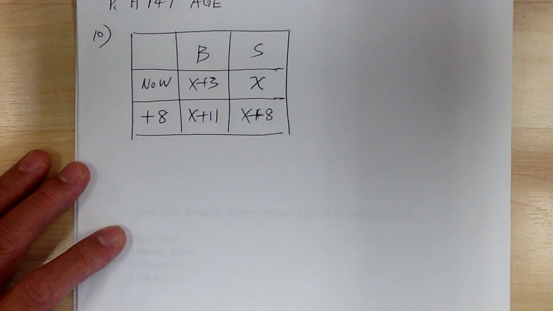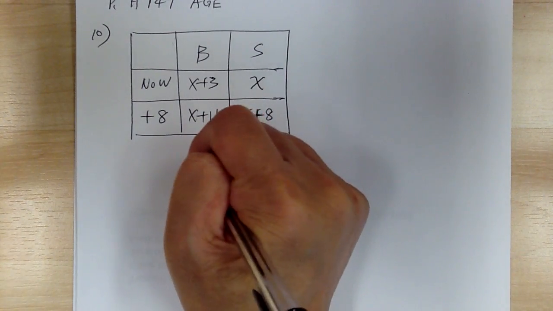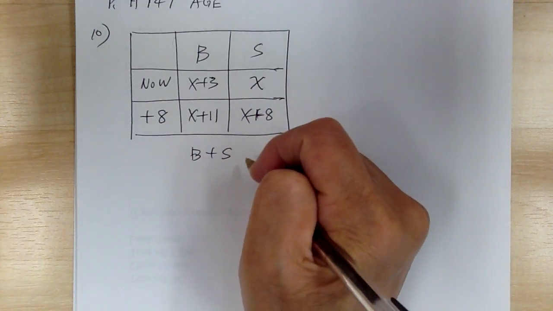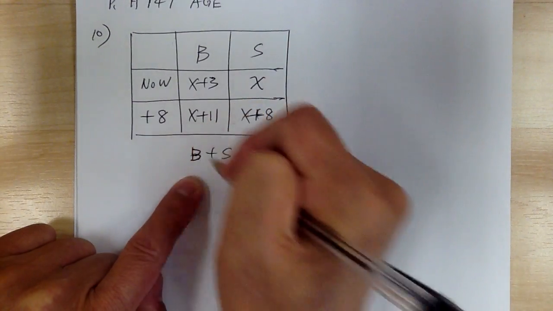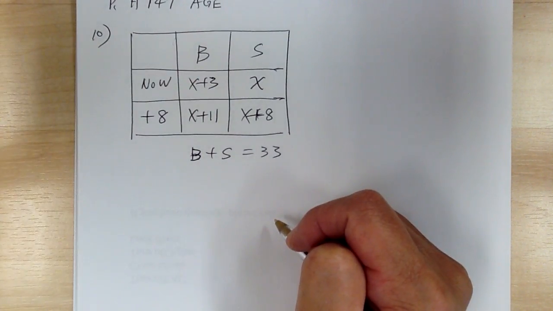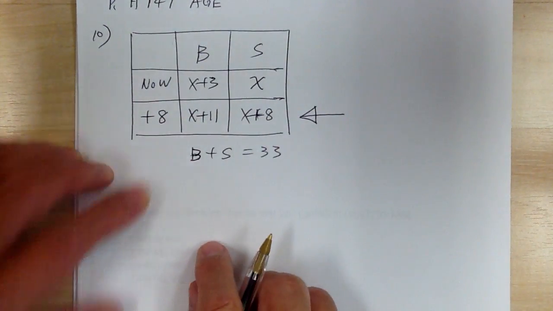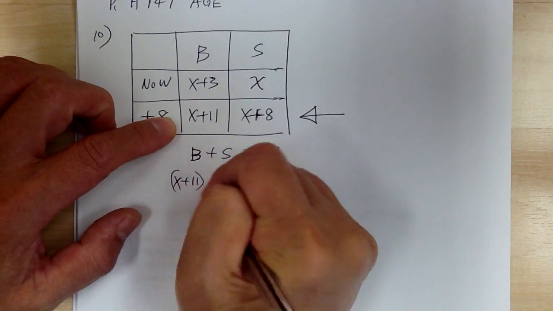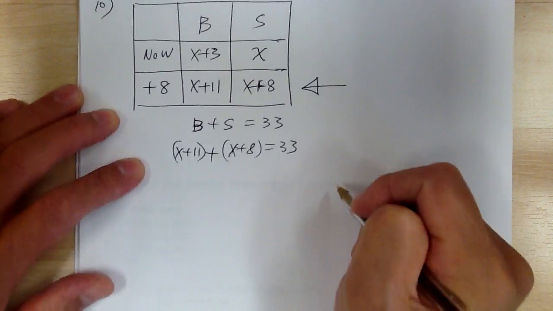So now you're ready to go and read the next sentence to translate the equation. It says in 8 years, their combined age, that means Bill plus Susie, their combined age will be, that's the future tense of is, means equals 33. But now, if you look, there are two values for Bill's age, right? It's now and in 8 years. So you have to figure out which one to use. And it tells you, it says in 8 years. That means you have to use this one here. So Bill is X plus 11, Susie is X plus 8, equal to 33.